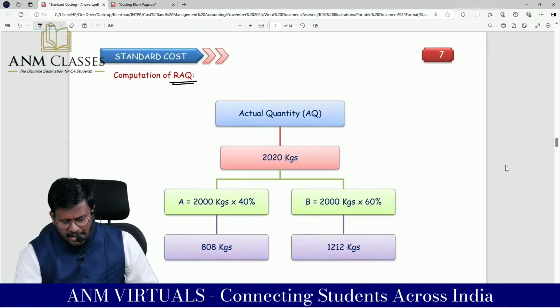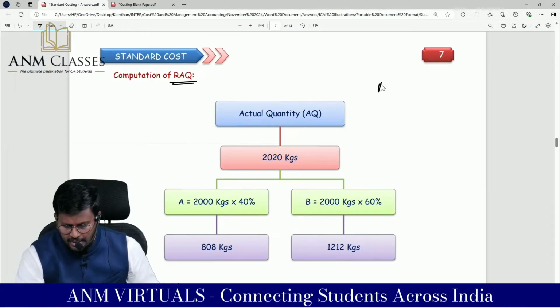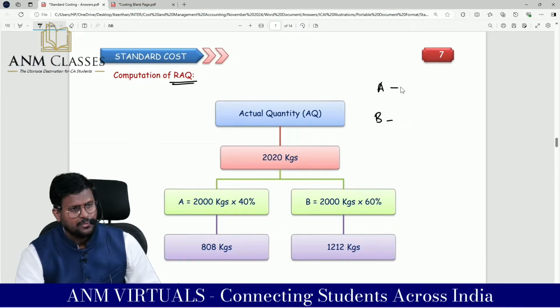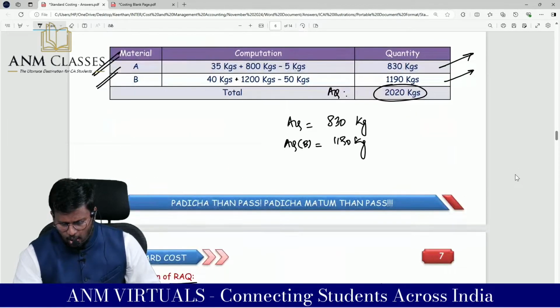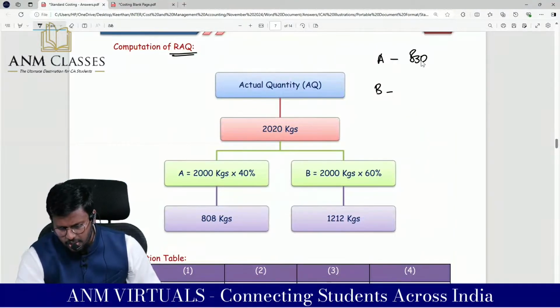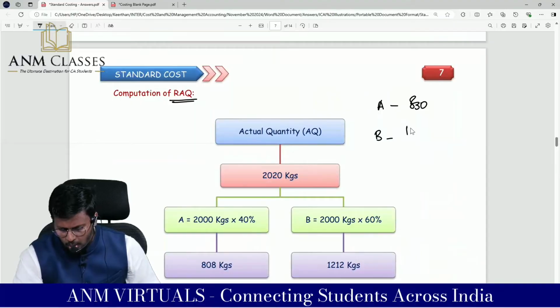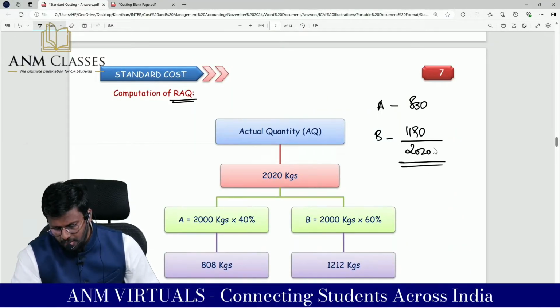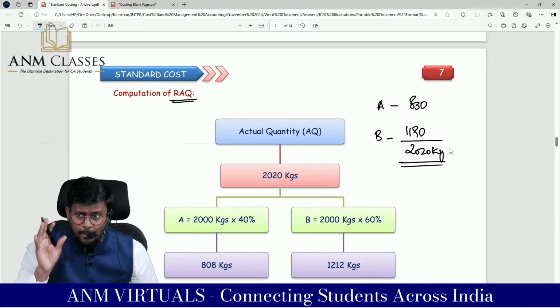So, computation of revised actual quantity. Actual quantity, how many raw materials? 2 raw materials. Which ones? A and B. A, how much kg? 830 kg. B, how much kg? 1190 kg. Total 2020, and this is in the standard mix.